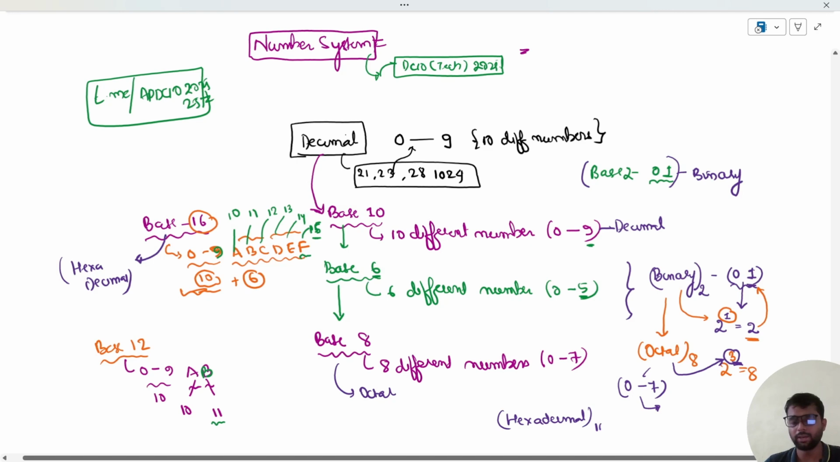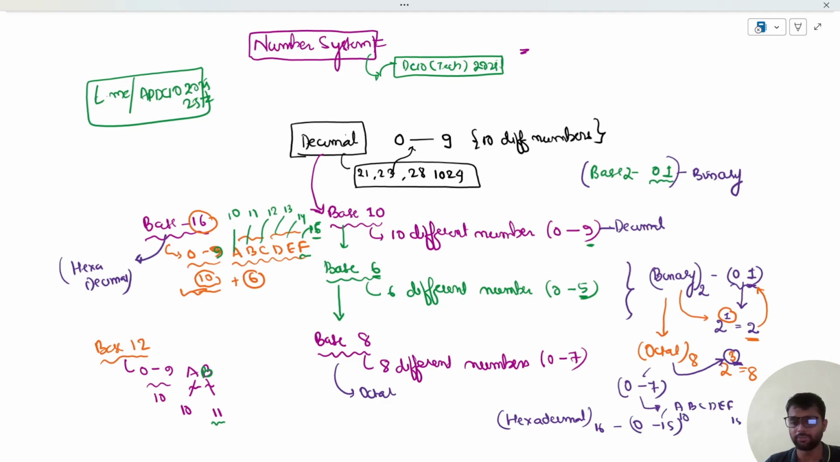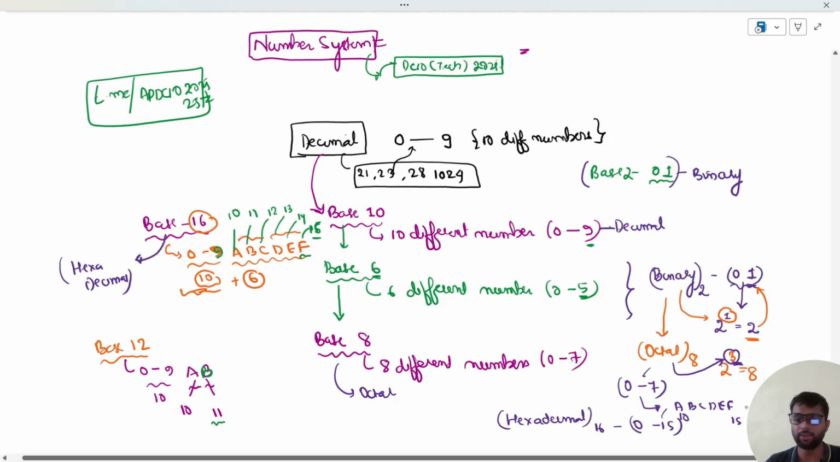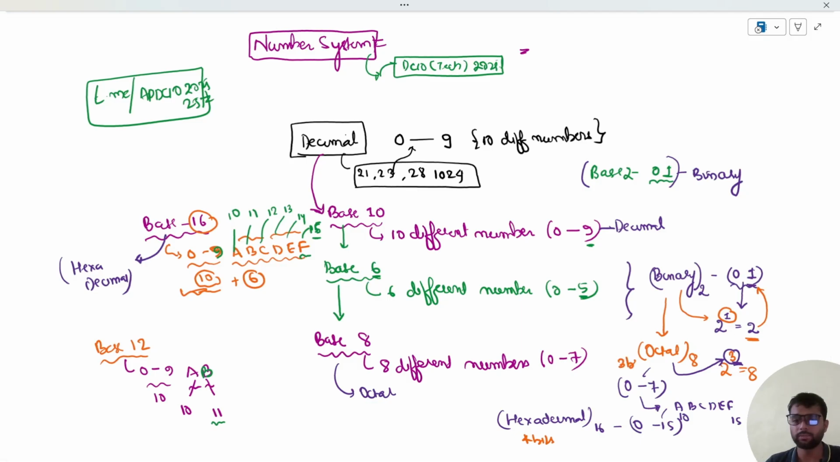Similarly, for hexadecimal, the base is 16. We have different numbers ranging from 0 to 15, where A, B, C, D, E, and F are used, A representing 10 and F representing 15. To represent these 16 different numbers, how many bits do we require? 2 raised to the power 4 is 16, and therefore we require 4 bits. So in hexadecimal we require 4 bits, in octal we require 3 bits, and in binary 1 bit.